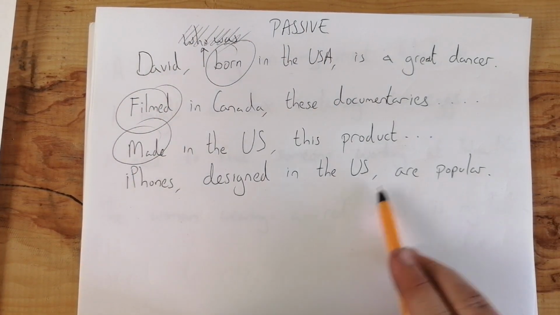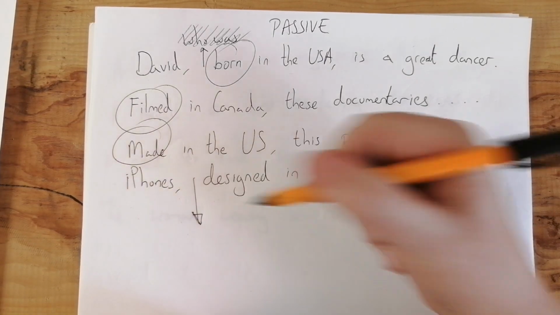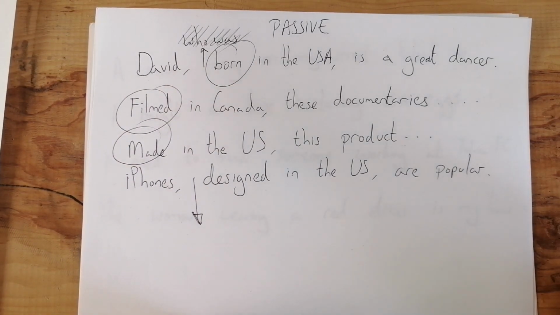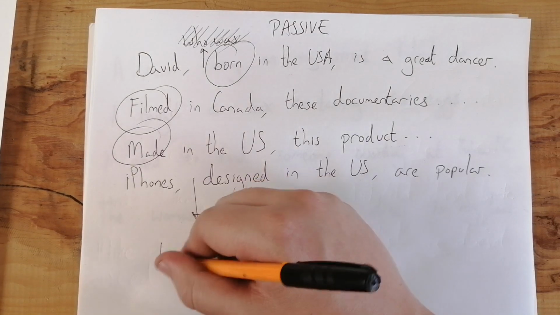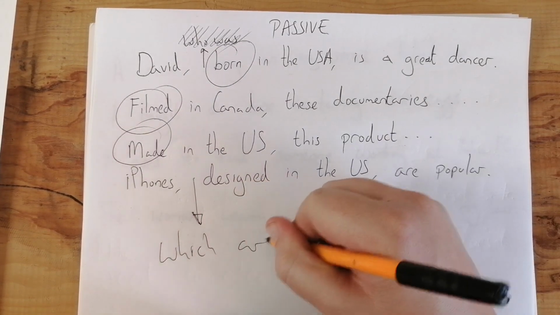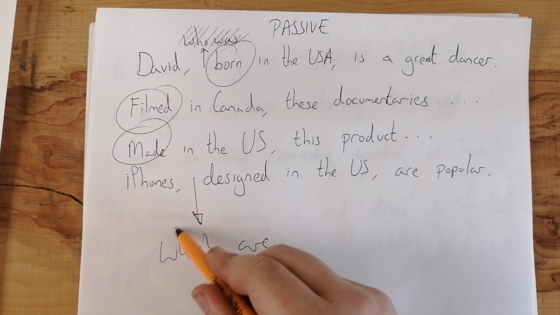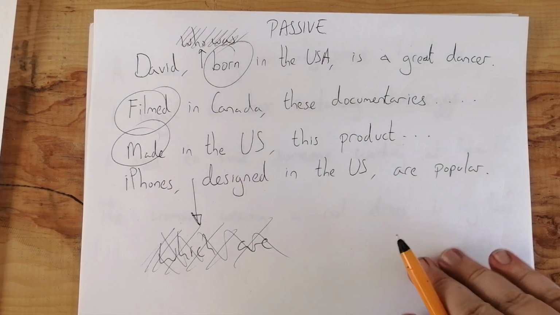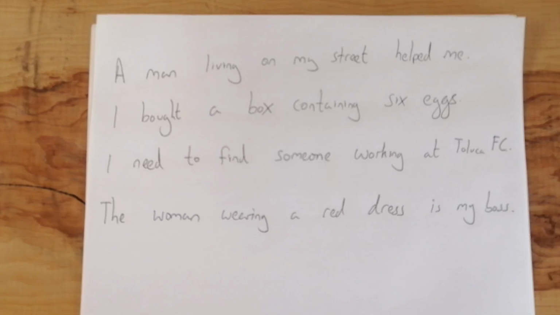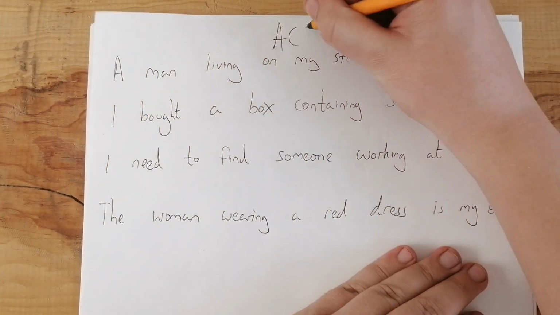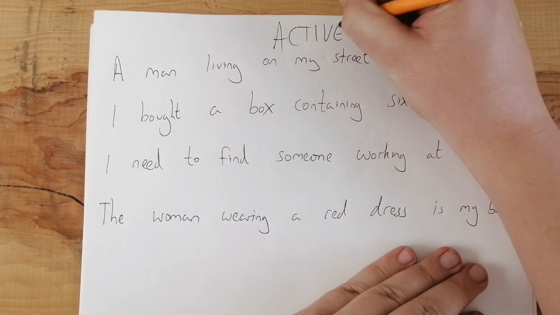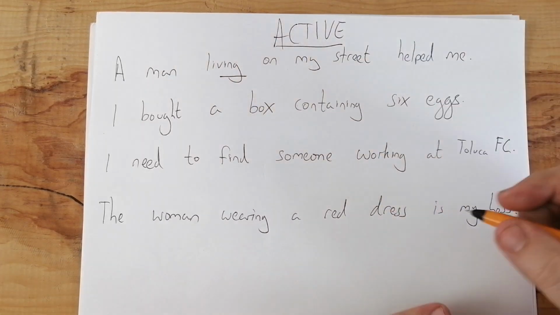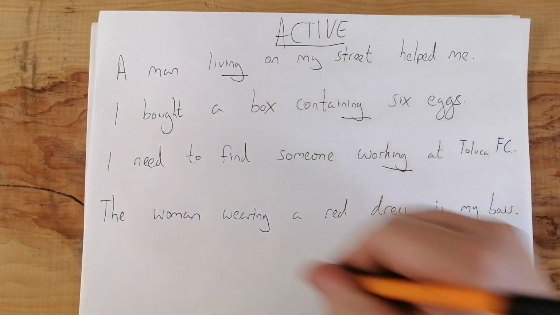iPhones designed in the USA are popular. Now, some people call it a reduced clause because you could say iPhones which are designed in the USA, but it's reduced in the sense that we're not using those two words anymore. Okay, right, good. Now let's have a look at when it's active. When it's active, you're going to notice we're going to use ing.